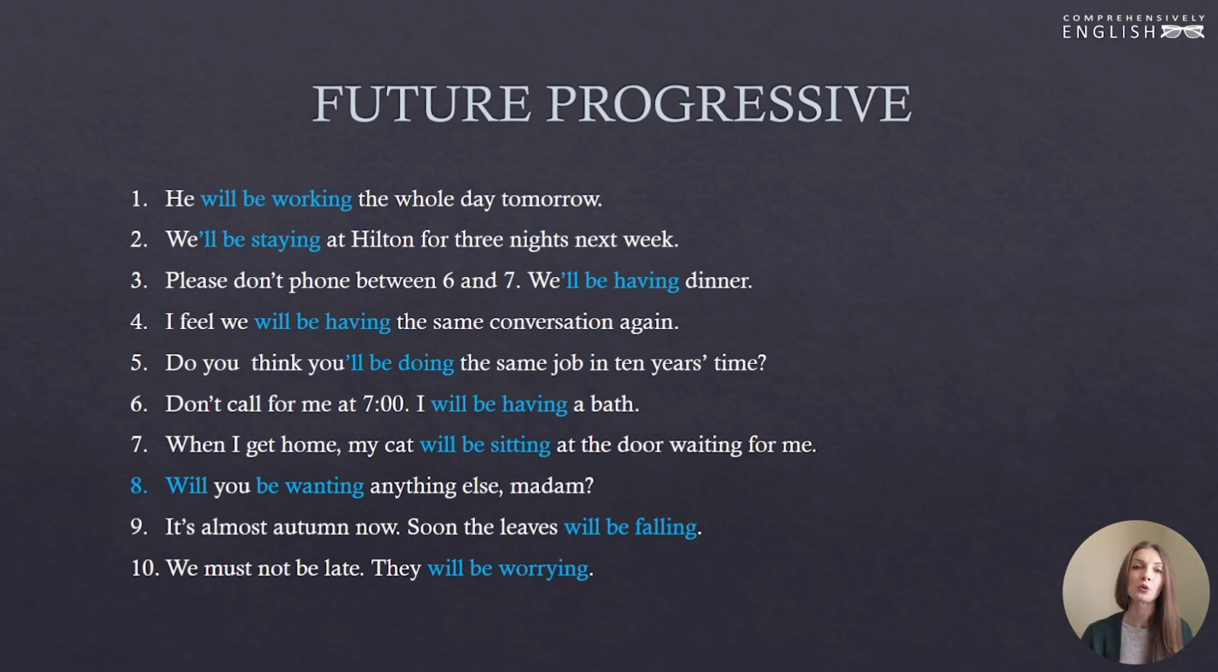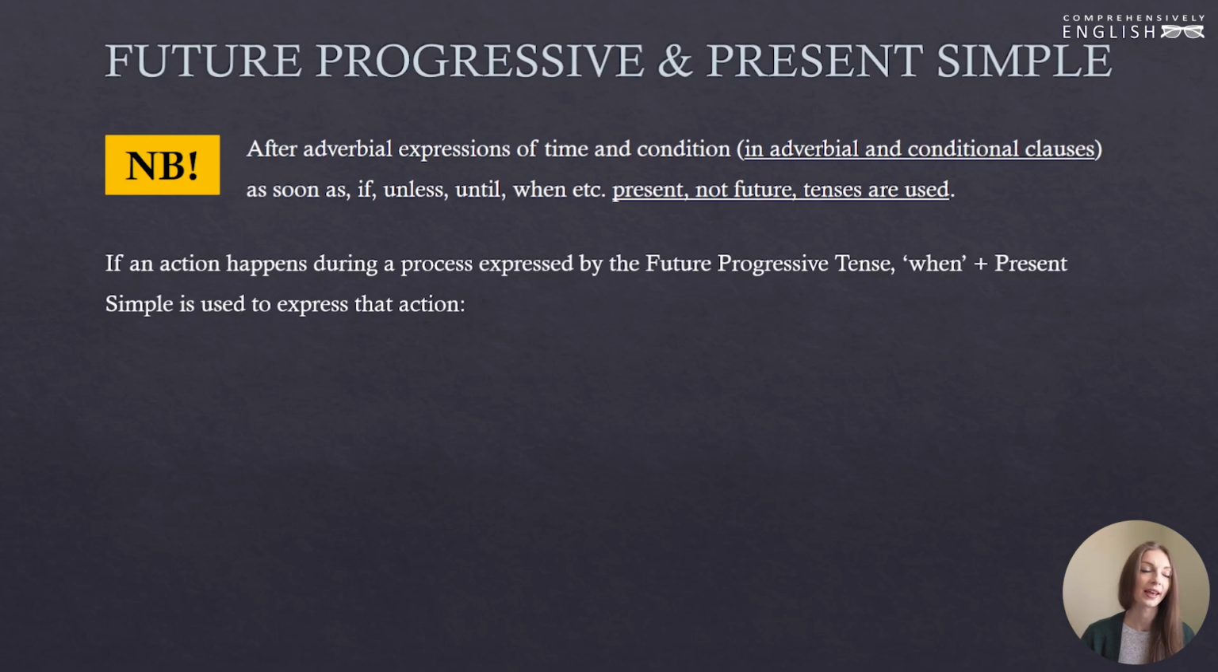We might want to do that with two purposes. First, to be more polite and less strict. Second, to be less precise, to show something stretched in time. I will remind you again that after adverbial expressions of time and condition, in adverbial and conditional clauses, with expressions as soon as, if, unless, until, when, etc., present, not future tenses are used. So the future progressive tense is not an exception.